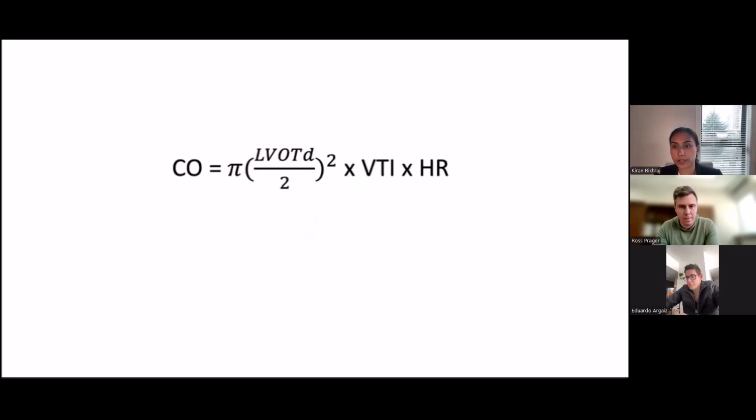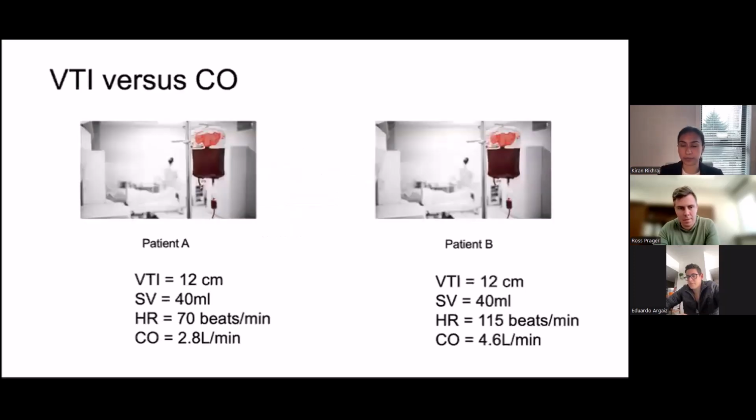Similarly, when we go to our cardiac output equation, your cardiac output is your stroke volume multiplied by your heart rate. So now for cardiac output, you have two variables that can change your cardiac output. That's your VTI or your heart rate. And I really want to highlight why it's important to pay attention to the VTI with an example that I've sort of listed here. So say you have two patients who are in hemorrhagic shock. Hemorrhagic shock is a low output state. Both these patients will have a VTI of 12, which is low, and a low stroke volume of 40 mils.